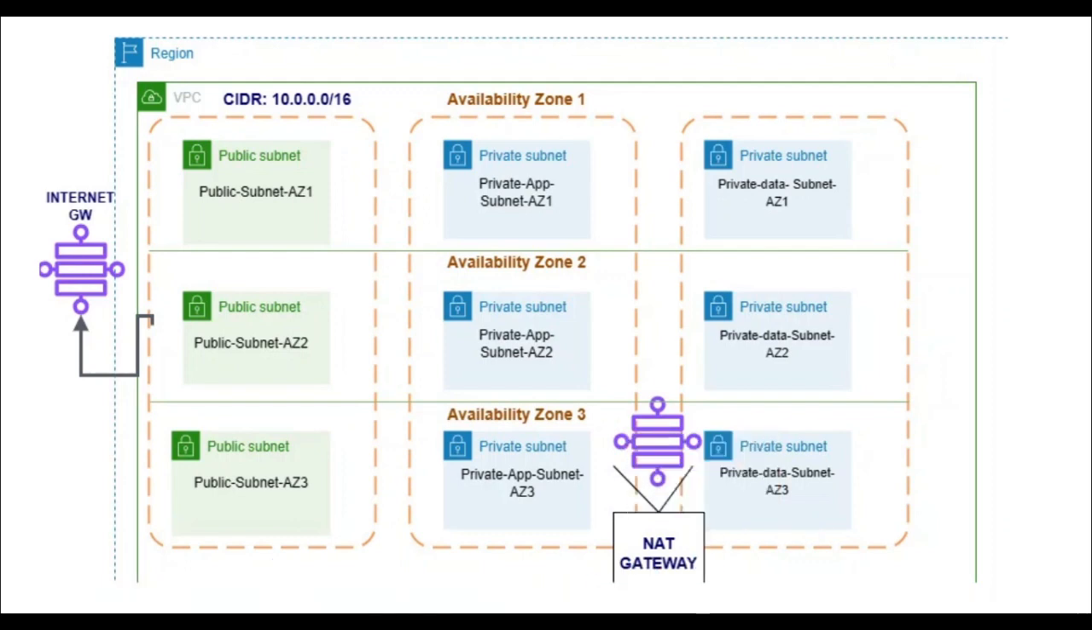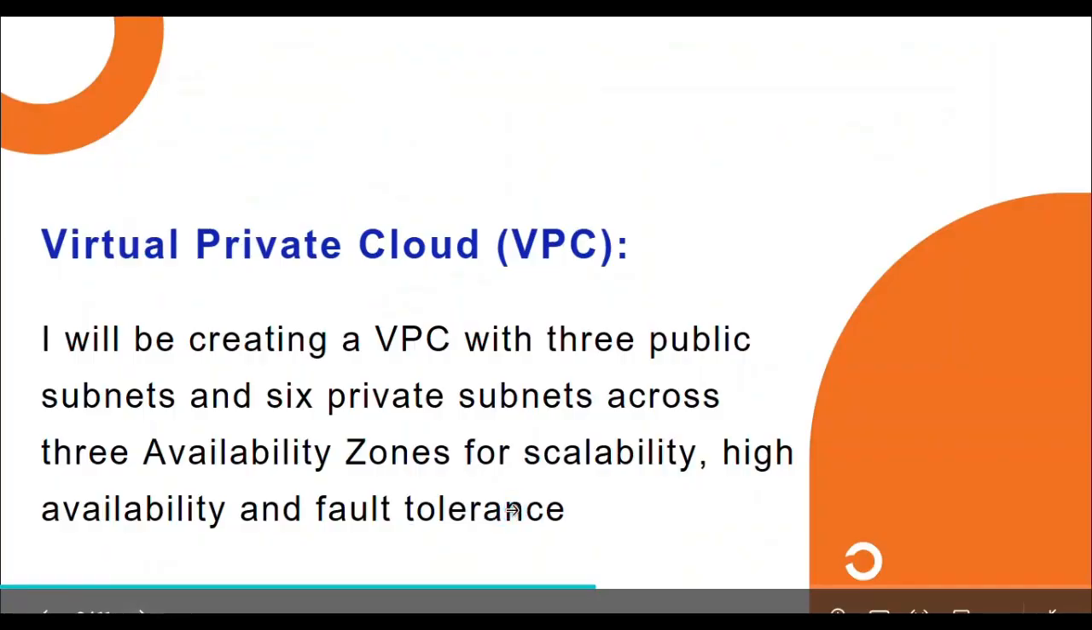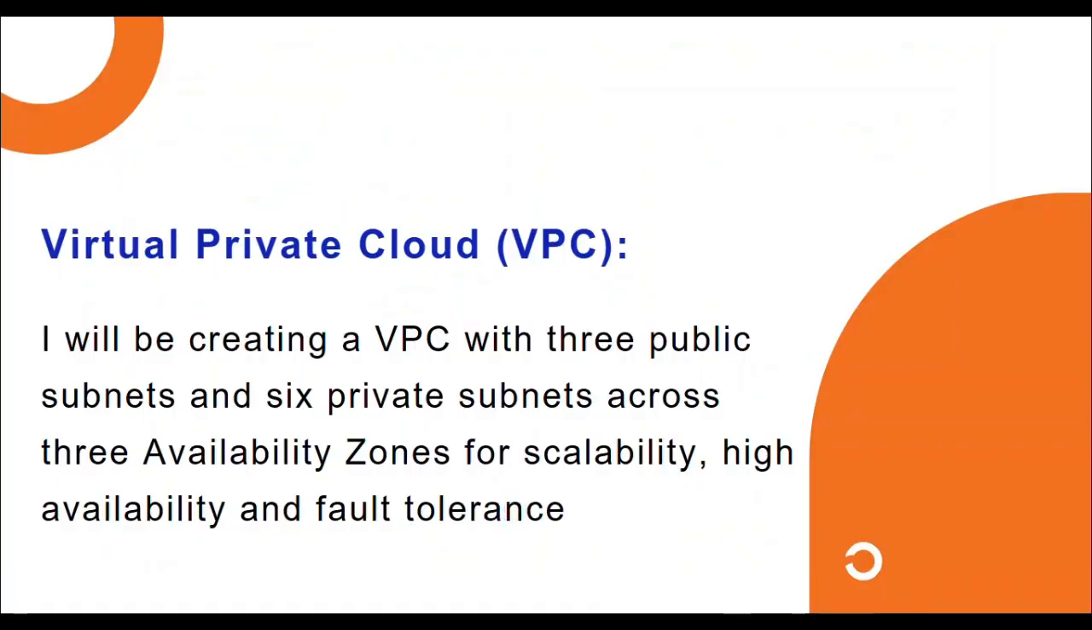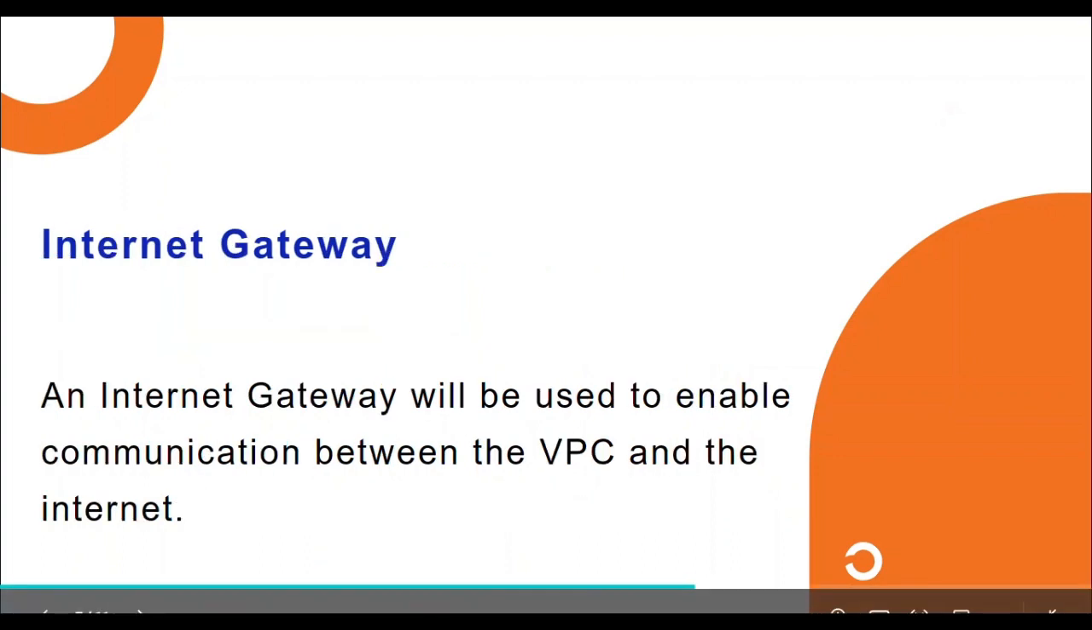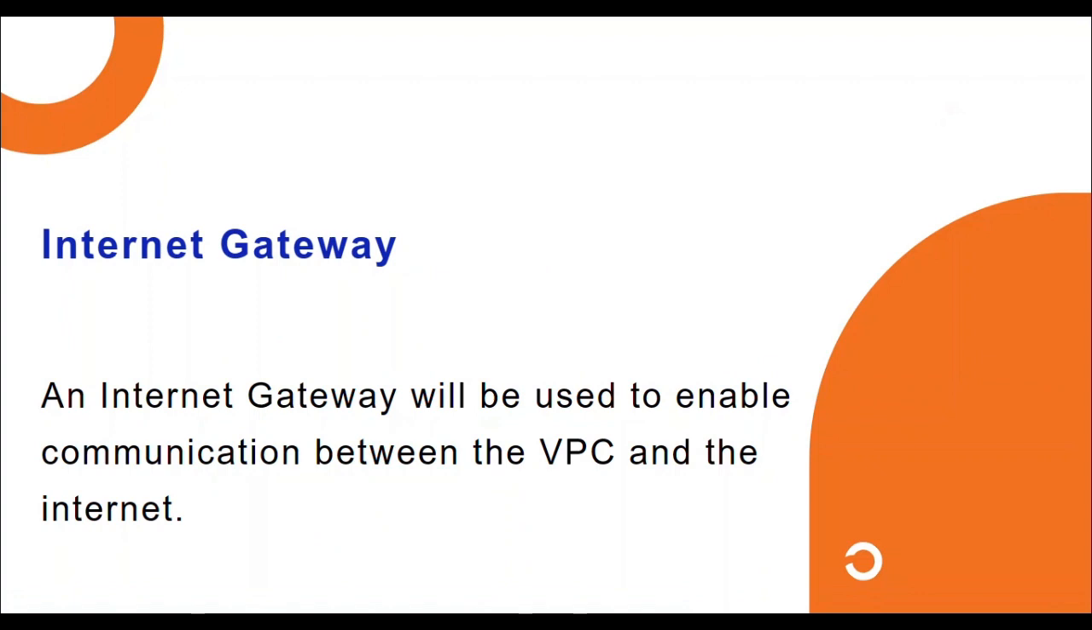So this is what this architecture looks like, and I'm going to summarize the components we have in this architecture. I'll be creating a VPC with 3 public subnets and 6 private subnets across 3 availability zones. This can help with a scalable, highly available, and fault-tolerant architecture. And we'll create an internet gateway that will be used to enable communication between the VPC and the internet.